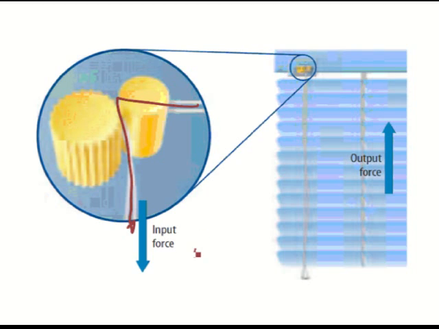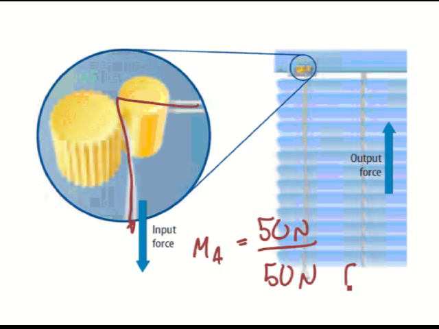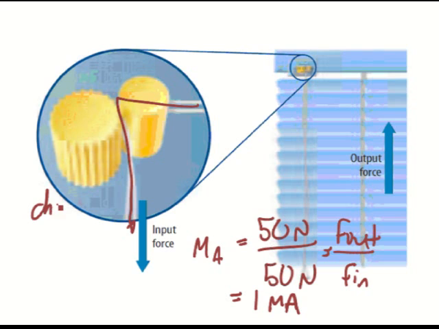So let's say you're using 50 newtons of force to pull up, so this would be force in over force out. Right? The mechanical advantage of using the blind is actually 1. There is actually no mechanical advantage to using the blind other than it's changing its direction. Right? You pull down and the blinds go up. So some machines could have a great mechanical advantage and some may not, such as the blind example here.